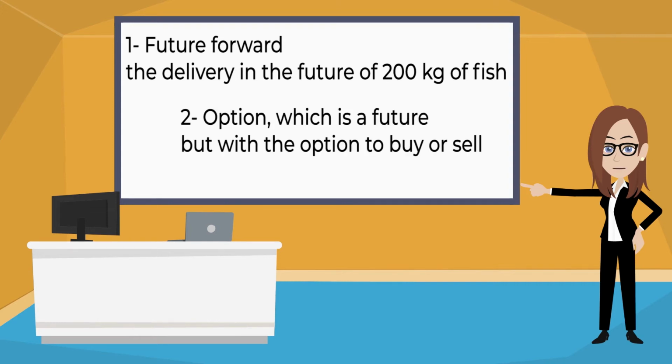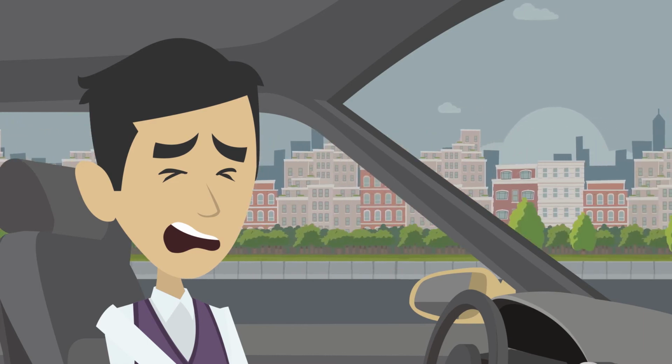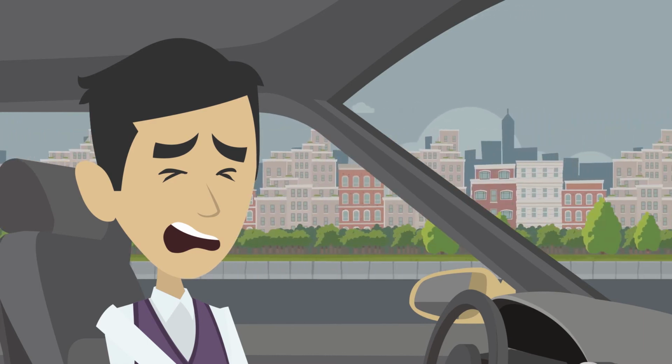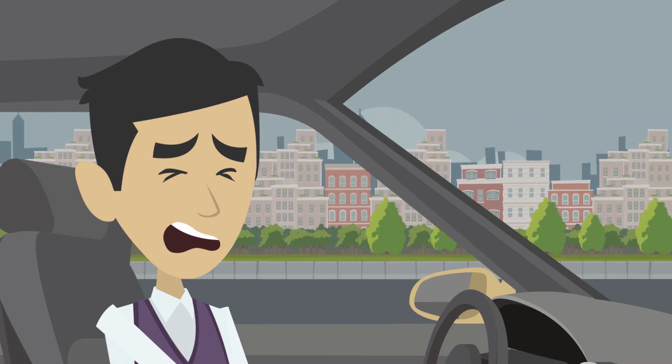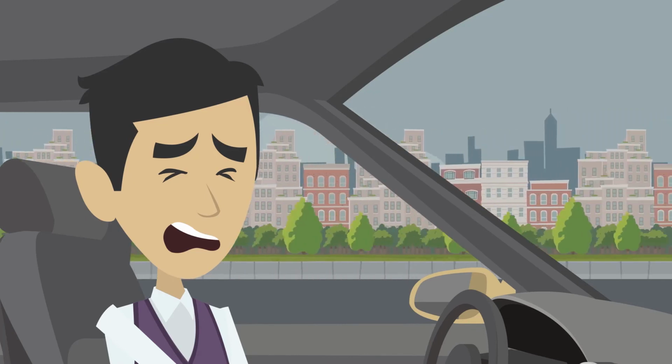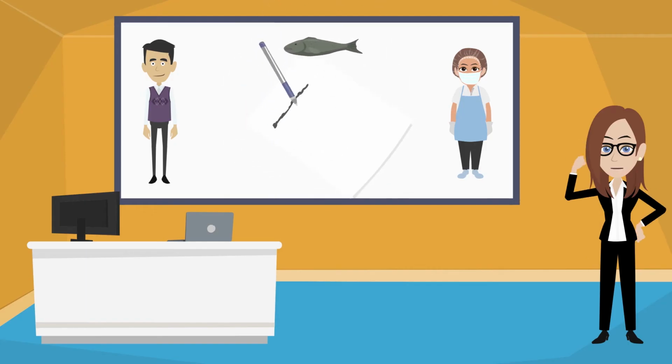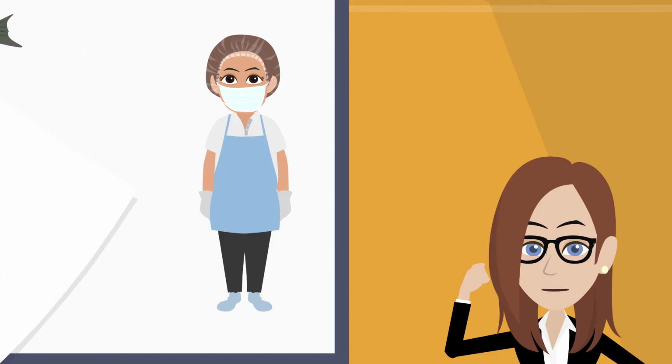The second type is called an option, which is always a future but with the option to buy or sell. In the example made before, Luca may be worried about the risk of losing the fish. And the fish farmer may not be 100% reliable. Luca protects himself with an option to purchase fish from another farmer, and pays €20 for the right to buy the 200 kilograms of fish before Christmas. So Luca will have this purchase note for the 200 kilograms of fish and now he has the right to exercise this option before Christmas.